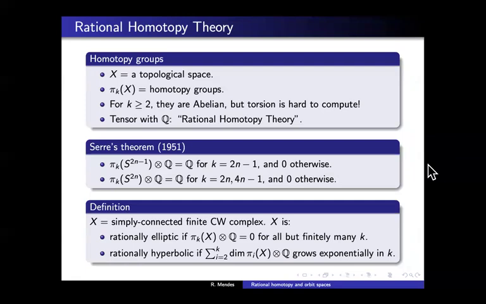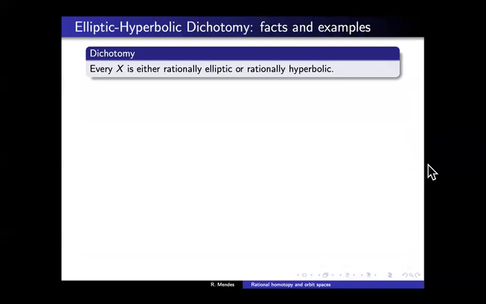The way I'm giving the definition, of course, it's not clear at all that these are the only two possibilities. There could be something in between, but there isn't, and that's the so-called elliptic-hyperbolic dichotomy. So the very first fact here is that every space is either rationally elliptic or rationally hyperbolic. So all the rational homotopy groups either stop or they continue growing exponentially.